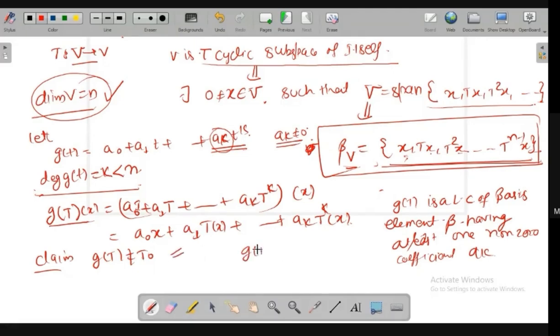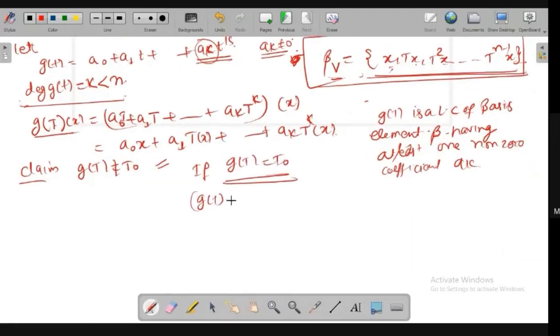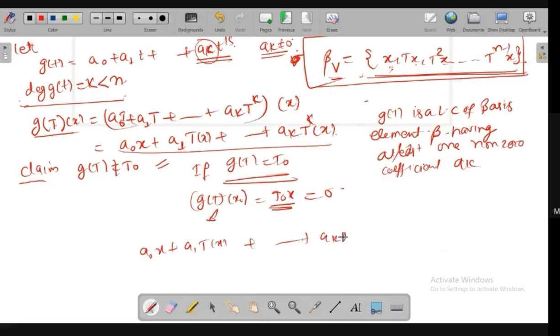If g(T) is T0, the zero operator, then this implies g(T) of any vector x will be T0 of x, which is 0. This implies a0 x plus a1 T of x plus up to ak T to the power k of x will be 0. But it is given that beta is linearly independent because beta is a basis. So this is linearly independent because k is strictly less than n, so it can be n minus 1, n minus 2, and so on. So this is a subset of the basis beta, and beta is linearly independent.